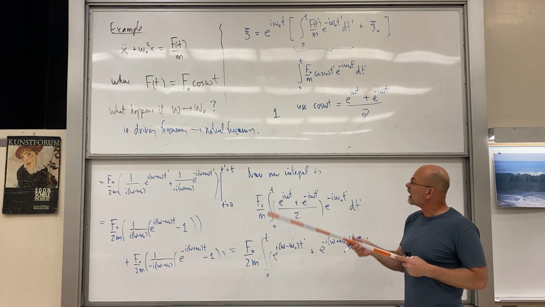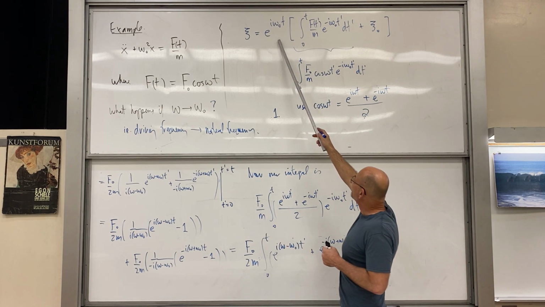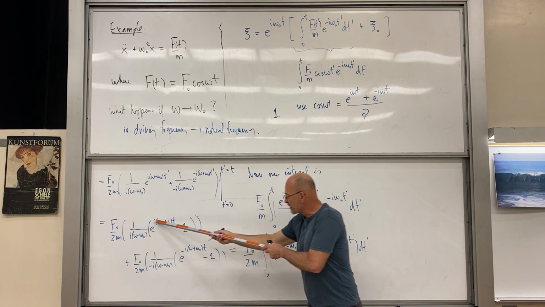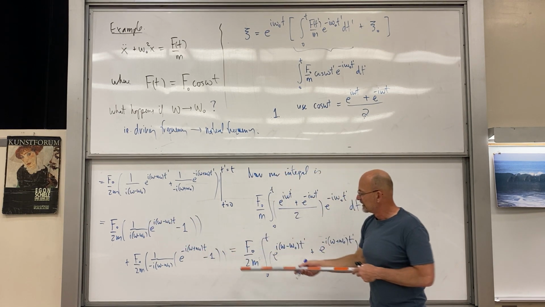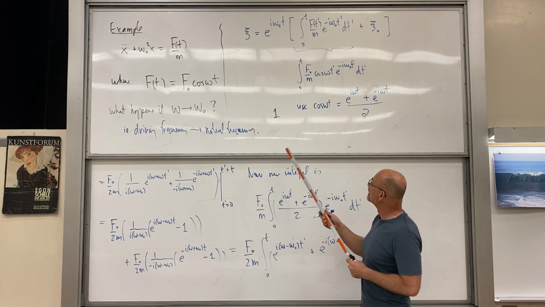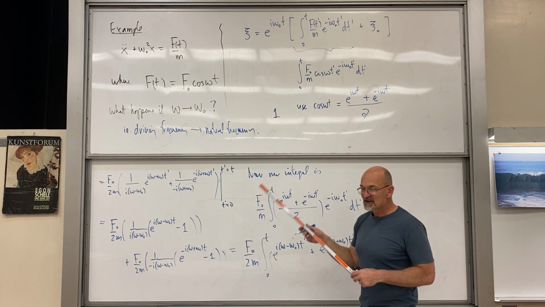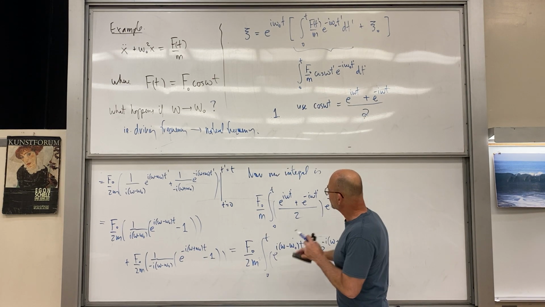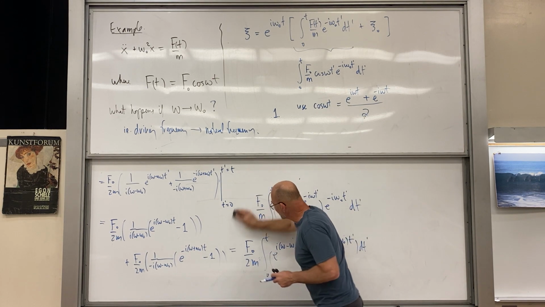To complete the problem, we have to multiply by e to the I omega naught t, which is going to change these up again. Okay. And then take the imaginary part. So here's what we're going to do. I'm going to assign this as homework.